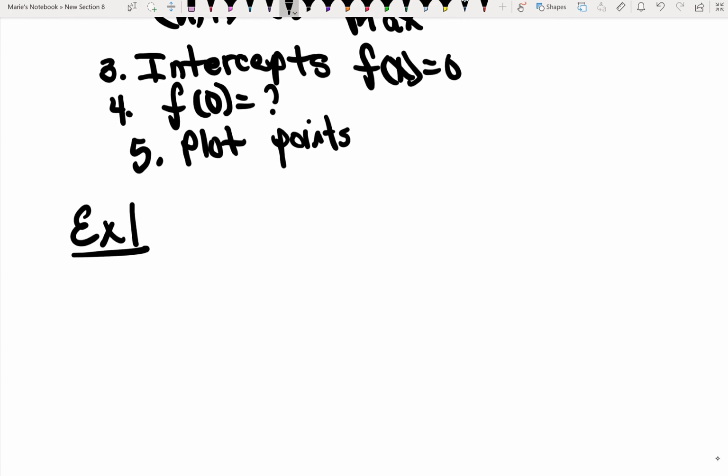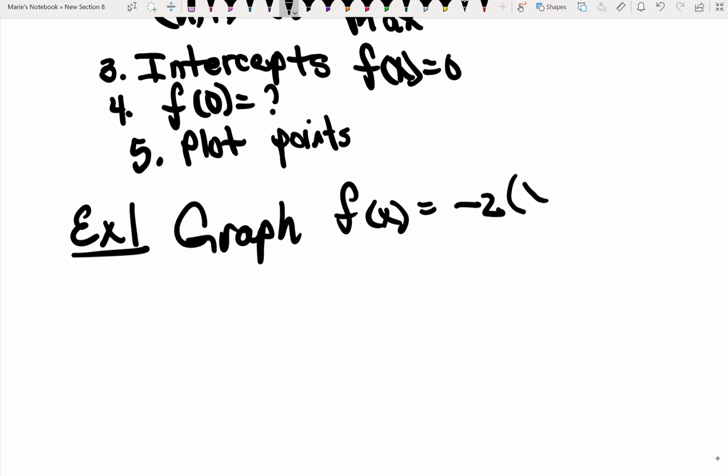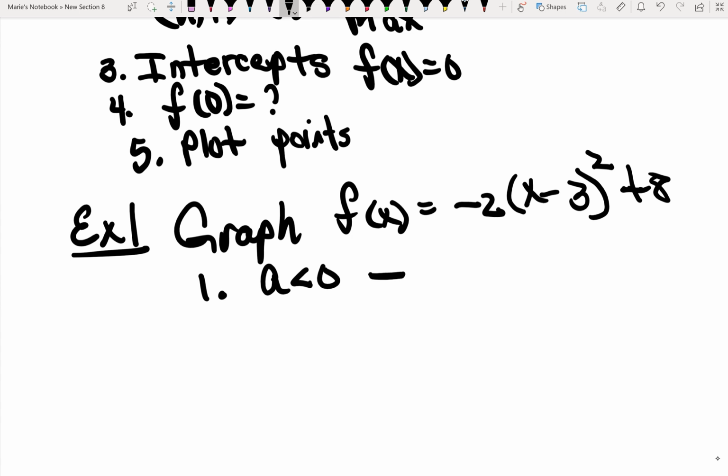In example 1, we're going to graph the parabola where we have f of x is equal to negative 2 times (x minus 3) squared plus 8. So let's begin with our points. We start with point number 1. Which way does it open? So our a value is negative. It's less than 0. Therefore negative. In fact, it's negative 2, right? You can see it right here. So we know that our parabola opens down, frowny face.